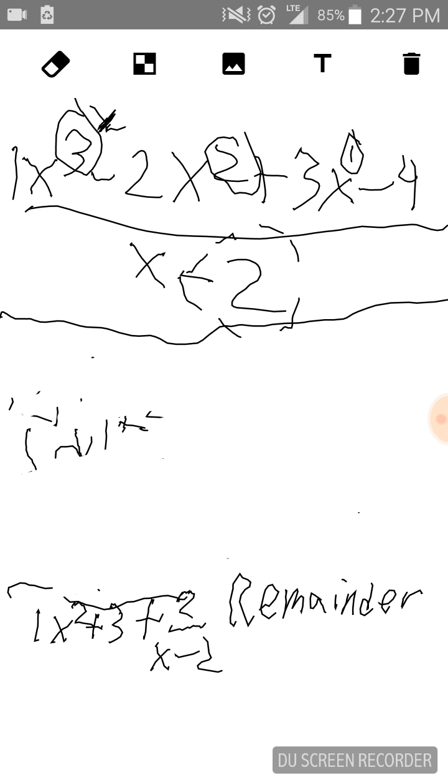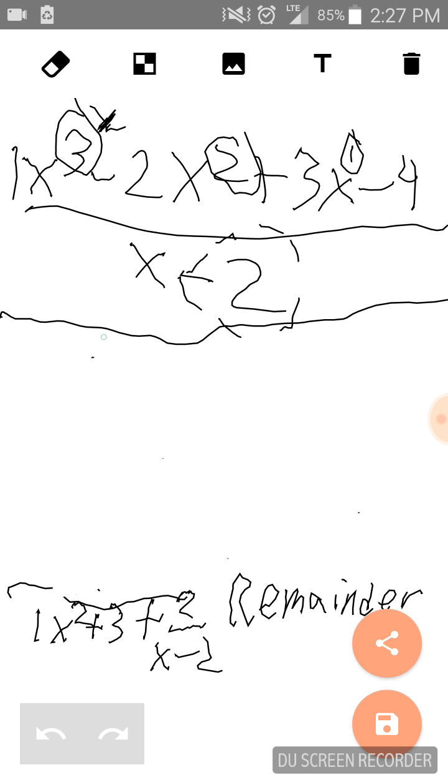Now, reminder, the original problem was 1x cubed minus 2x squared plus 3x minus 4. And your new answer, so to say, would be 1x squared plus 3 plus 2 over x minus 2. Now, here's the fun part of it. Well, I guess more of a little tip.